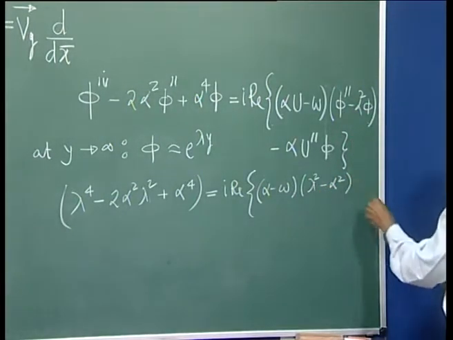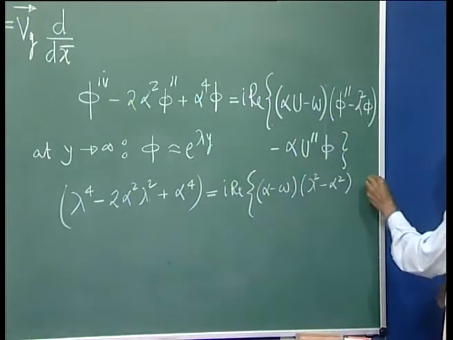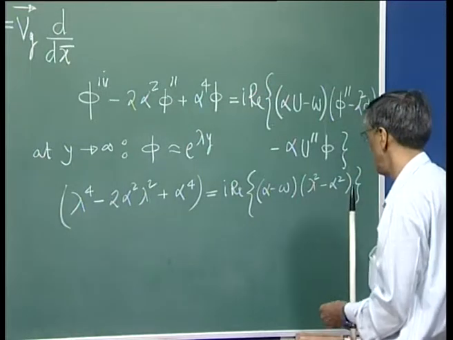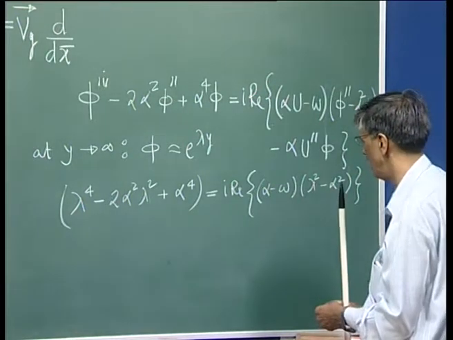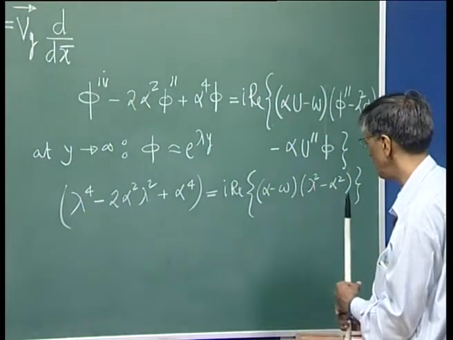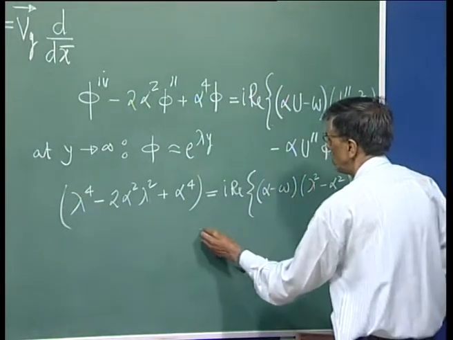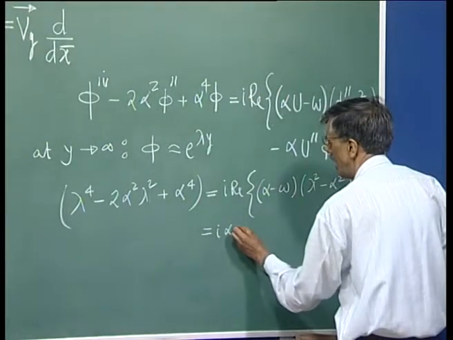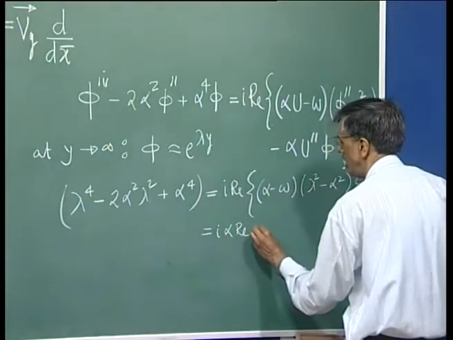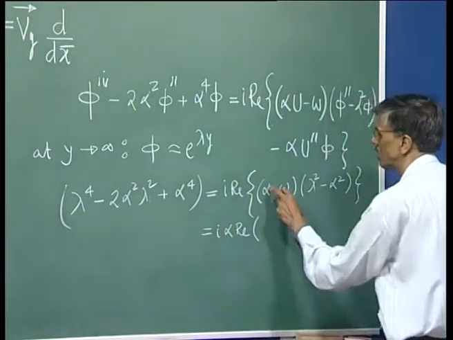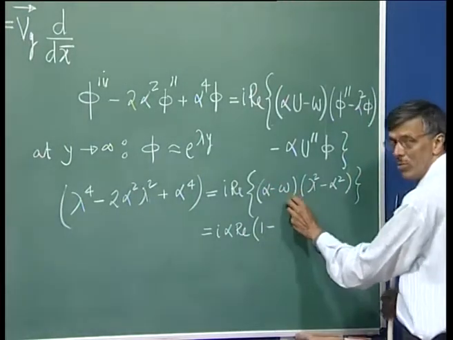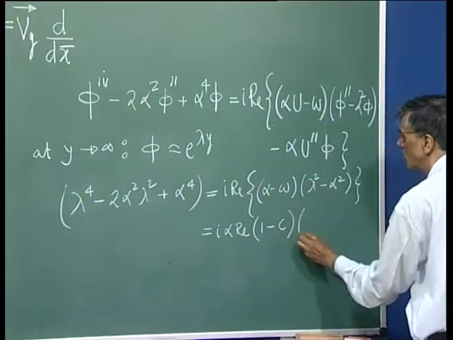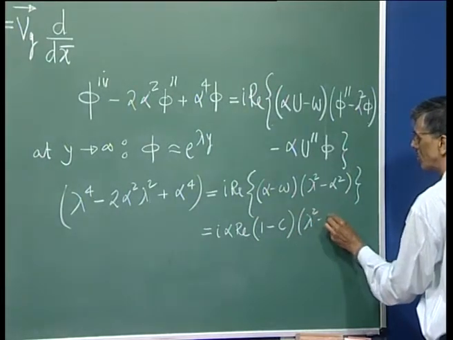This part goes away, right. This double prime is 0. So, what I get here is then, I could take alpha out here. So, I could write here i alpha R e, and what I would get, this is 1 and this is omega by alpha. Omega by alpha is c. So, that is what we are going to get.